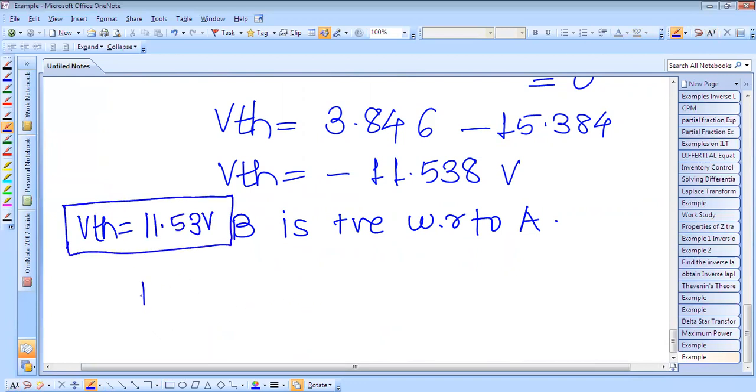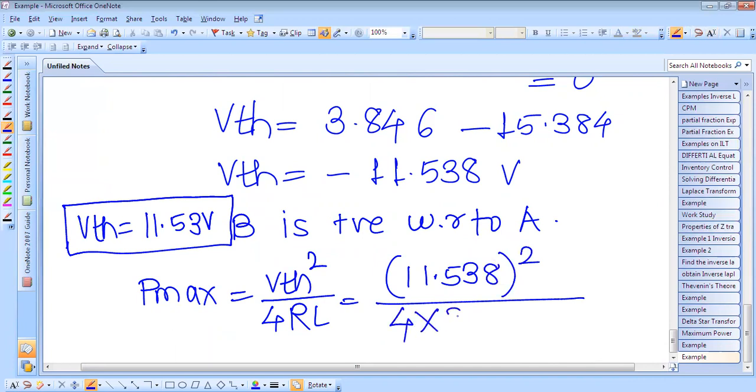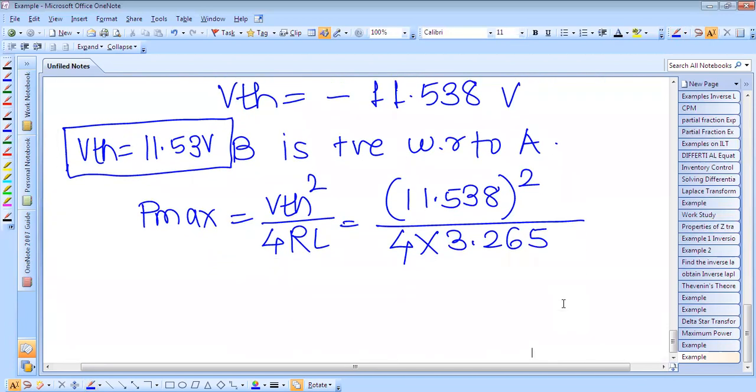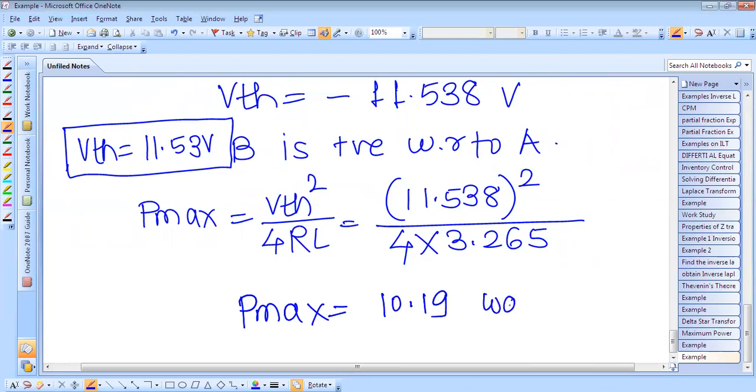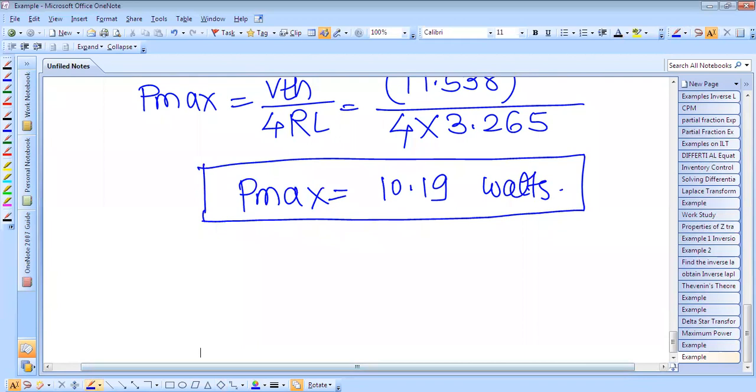Okay, so come to the last answer, that is P max is equal to VTH square divided by 4 times RL. VTH we know, 11.538 square divided by 4 into RL value we have found, 3.265. If you calculate this, we will get P max is equal to 10.19 watt. So in this way we have found the two answers, that is RL as well as P max.